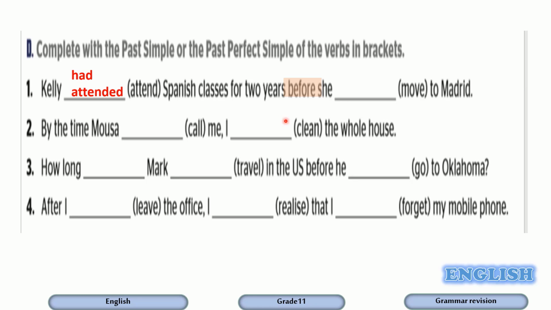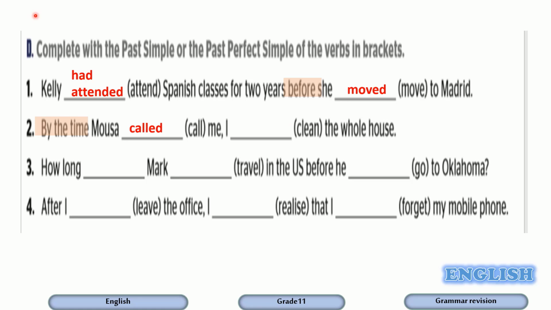When we talk about actions that happened first, we should use the past perfect, which is had plus verb in the past participle. And then she moved to Madrid after, of course, attending the Spanish classes. By the time, this is the key word here, by the time Musa called me, I had cleaned the whole house. So try to understand the sentence here. When Musa called me, I had already cleaned the house.